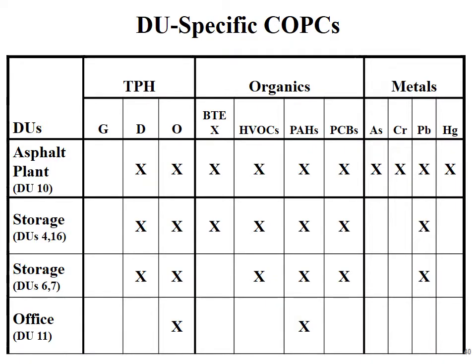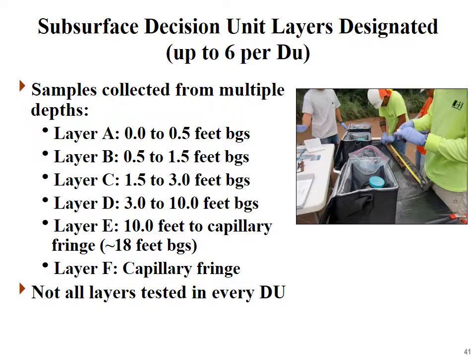Each one of the decision units could have different targeted contaminants of concern depending on the use of the site. So this just shows some of the DUs, and then their targeted COPCs: TPH, organics, and metals for each one of the DUs. At this site too, it's about 18 feet to groundwater, and they already knew they had some contamination, petroleum, and even PCBs in some areas.